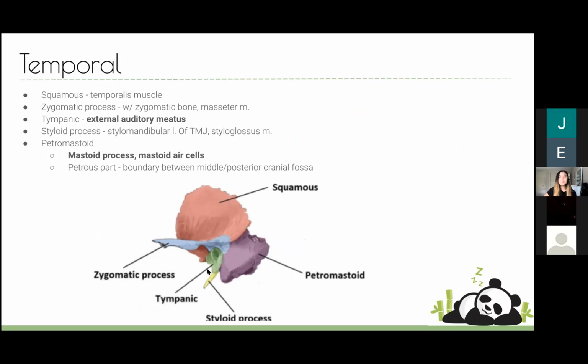You've got a tympanic part, so tympanic for air, so it makes sense that your air hole is there, scientifically known as your external auditory meatus. You've got your styloid process where muscles that go stylo something attach, and you've got your petromastoid. And this is more important. So you've got your mastoid process made up of mastoid air cells in there, as well as a petrous part, which makes the boundary between the middle and posterior cranial fossa. And we'll get back to this again later as well.